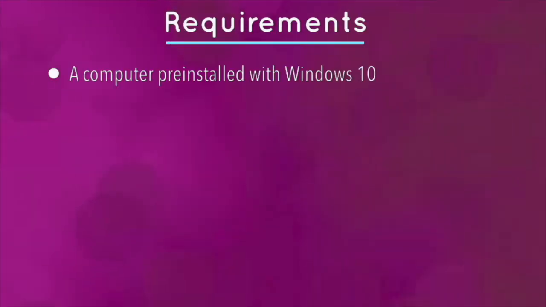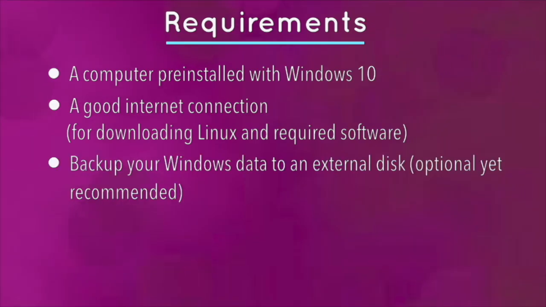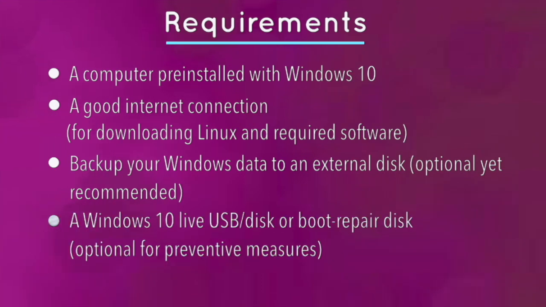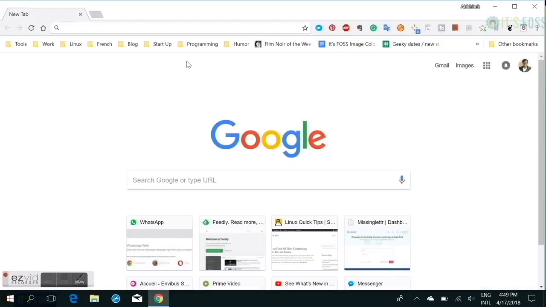You need a computer pre-installed with Windows 10, and a good internet connection so that you can download software. You should back up your Windows data to an external drive, and if you have a Windows 10 live USB or a boot repair disk, that will be good if things go wrong. And of course, a USB disk with capacity of more than 2 GB.